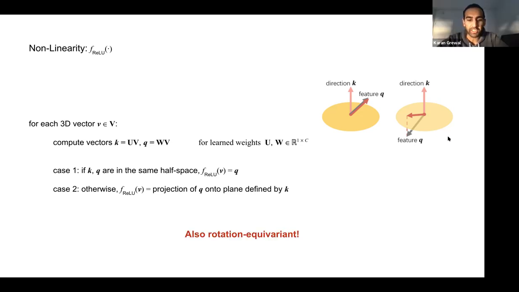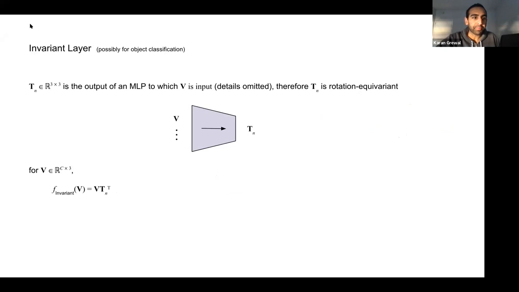So this is also rotation equivariant. I didn't bother to show the proof of it here. I took their word for it. And finally, we have an invariant layer. So this would be good towards the end of the network. If you have a classifier layer, you'd want it to be invariant to whatever pose you have.